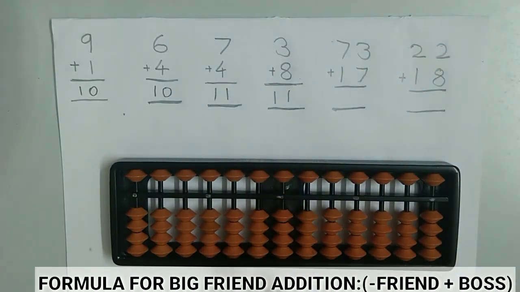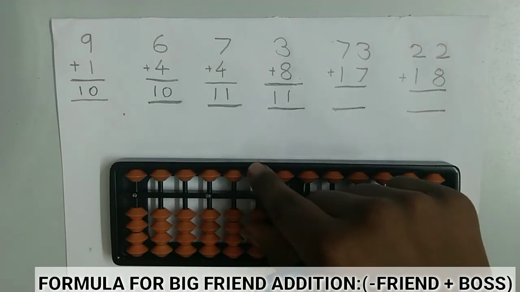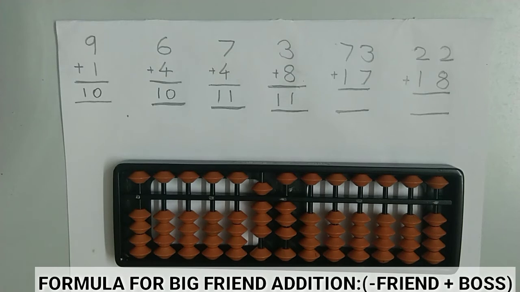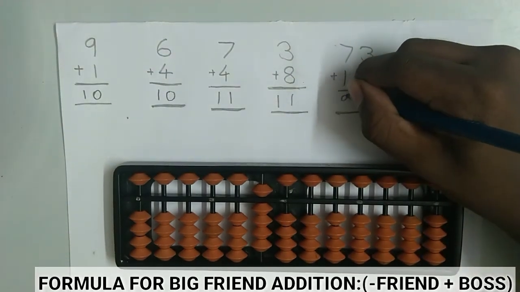Let's try 2-digit examples. 73 plus 17. First we have to represent 73 on the abacus. And now we have to add 17. For that, first we have to add 1 on the tens rod and 7 on the ones rod. Here we have to use the big friend concept. The friend of 7 is 3. So we have to subtract 3 because minus friend, and we have to add 10 because 10 is the boss. So now we can see that the number is 90 on the abacus. So the answer is 90.